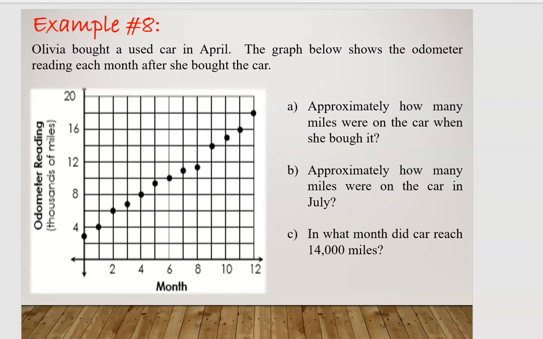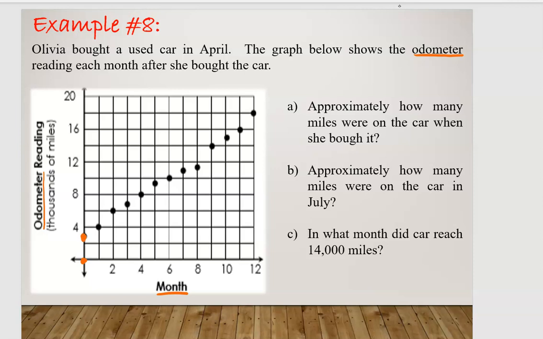Now we have another example of Olivia who bought a used car in April, and the graph shows the odometer reading after each month. The odometer is how many miles are on your car. So here we have an example of that graph. We have the months as our x-axis and the odometer reading, which is the miles on the car. So approximately how many miles were on the car when she bought it? Well, that would be at year 0. So here we have 0 when she bought it, and the data point that lines up with that is right here.